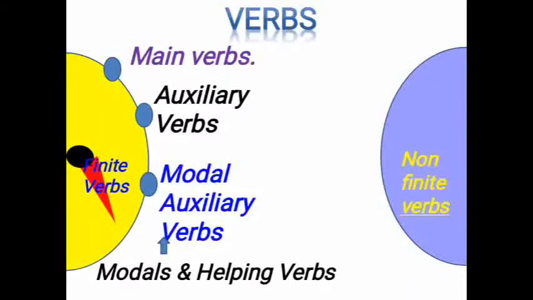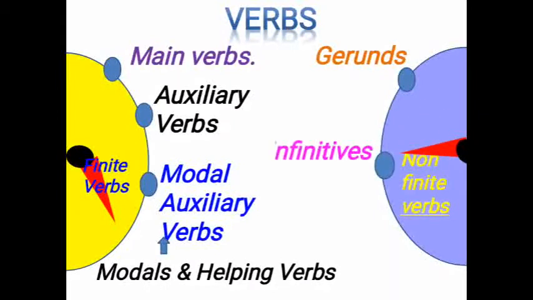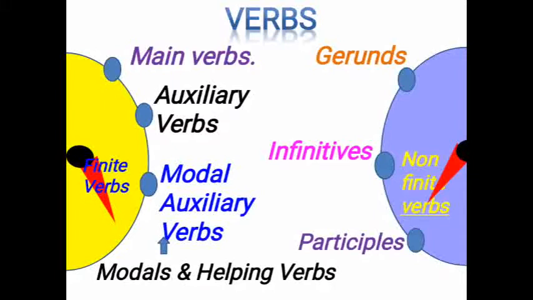Now, what are the types of non-finite verbs? Non-finite verbs are gerunds, infinitives, and participles. So, we have learnt that the two types of verbs are finite verbs and non-finite verbs, and non-finite verbs are of three kinds, that is gerunds, infinitives, and participles. So today, as our topic is non-finite verbs, let's learn about that in detail.